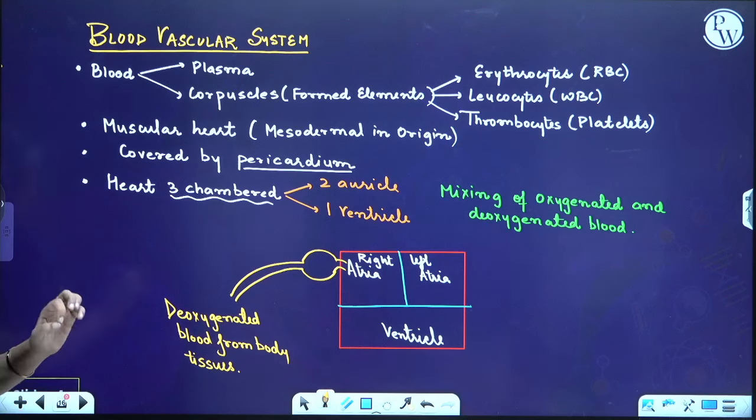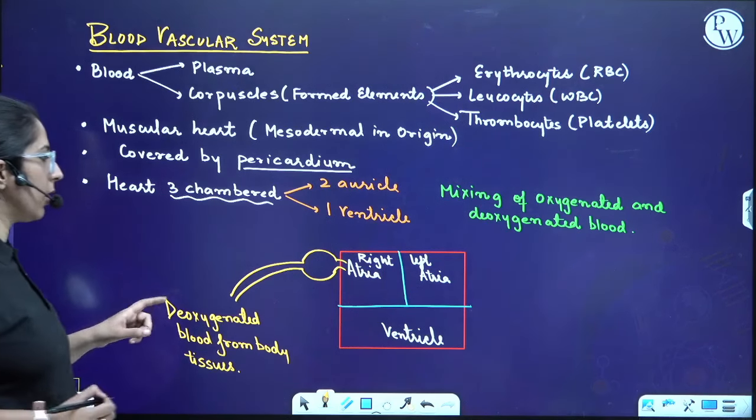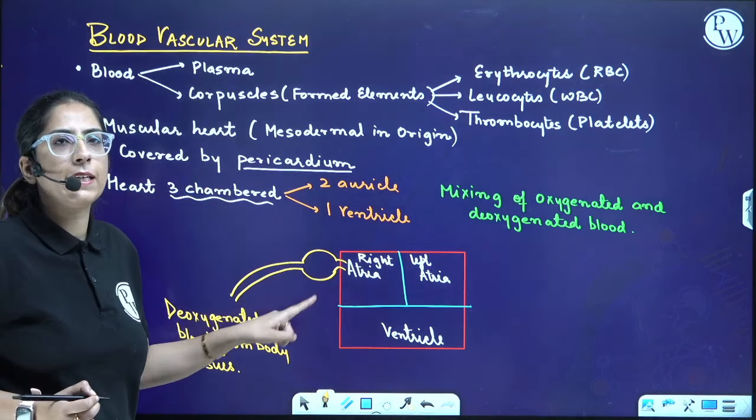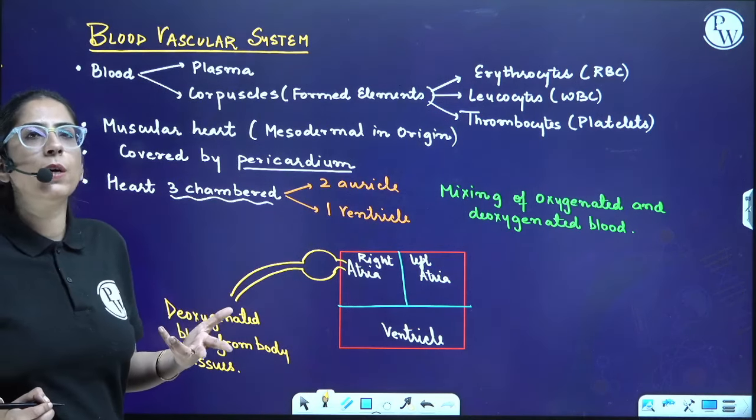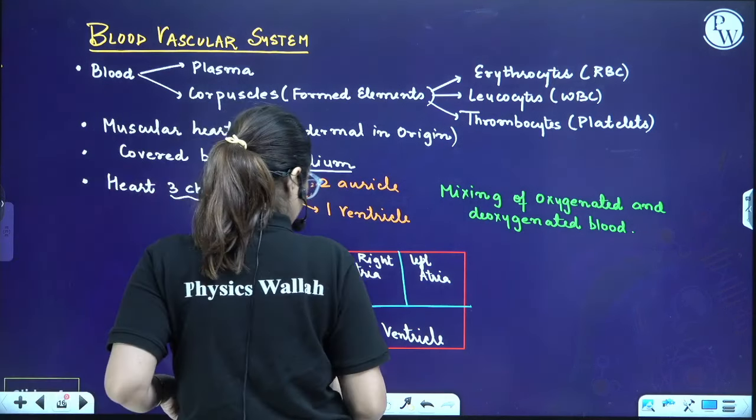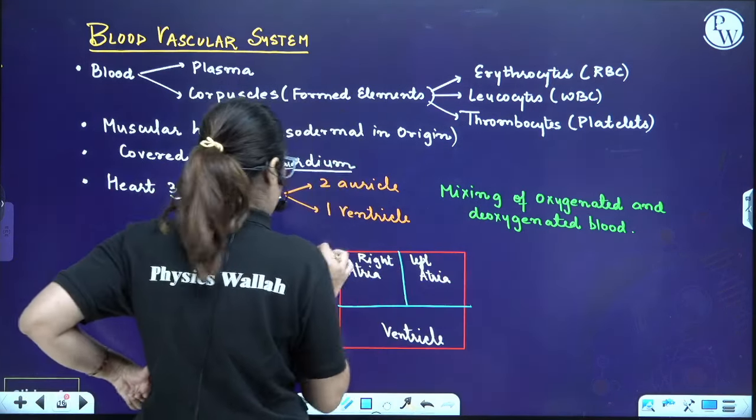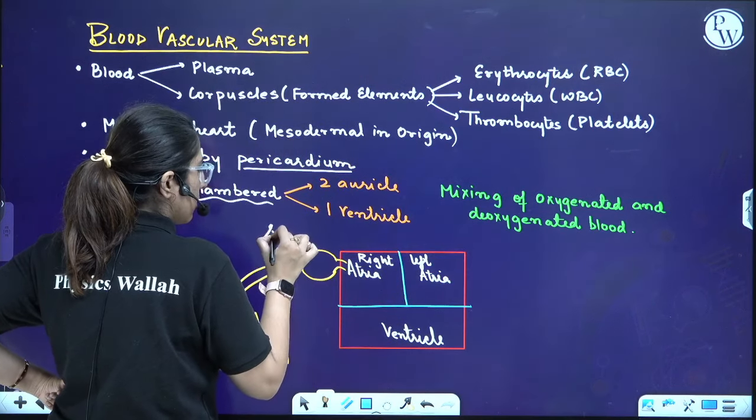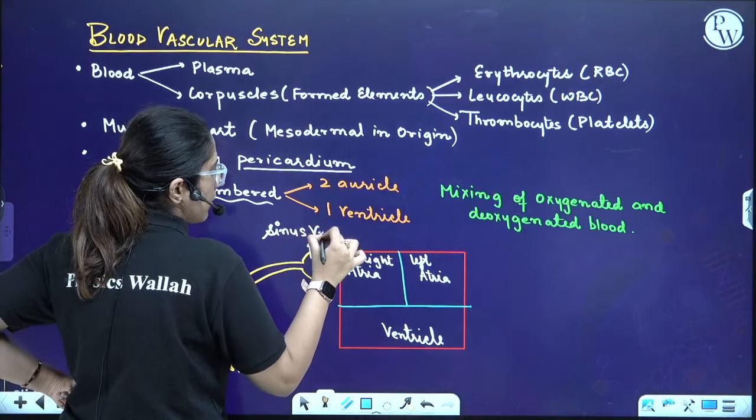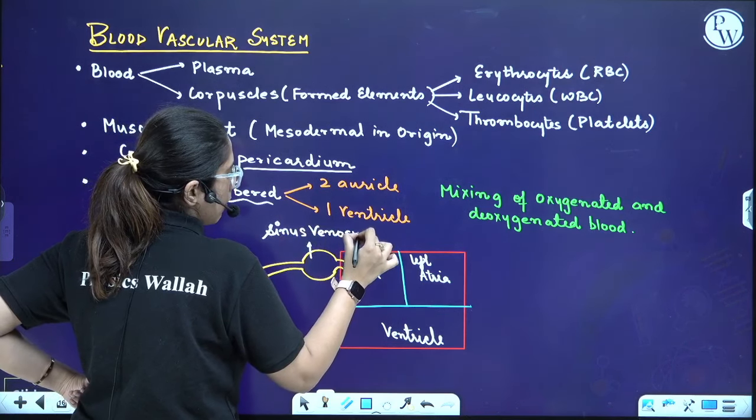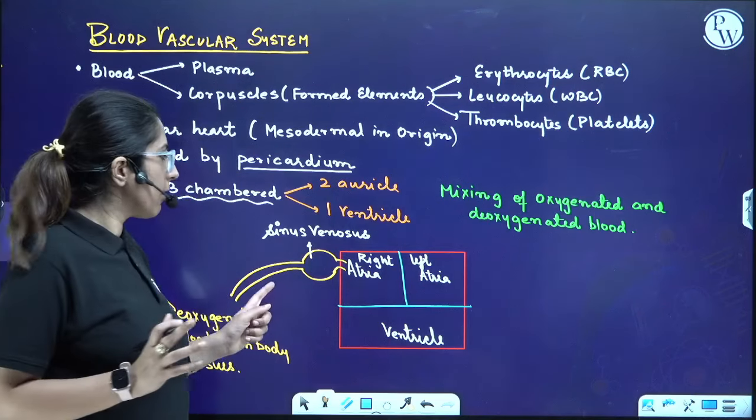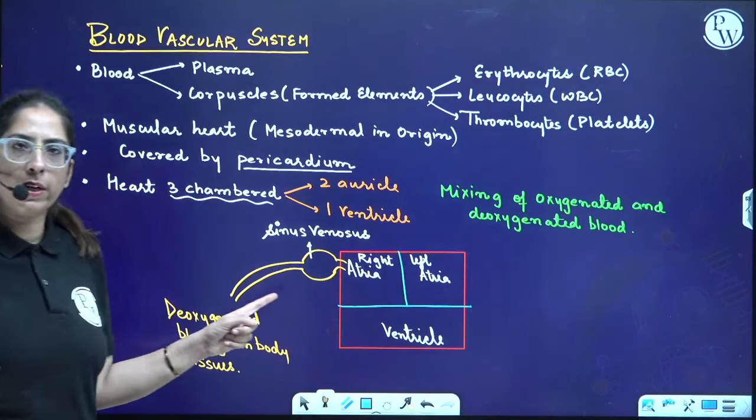Clear? Deoxygenated blood from the body tissue enters into this sac-like structure. This is an extra chamber present. The name of this extra chamber is the sinus venosus. Sinus venosus, an extra chamber. From the sinus venosus, it will enter into the right atria.